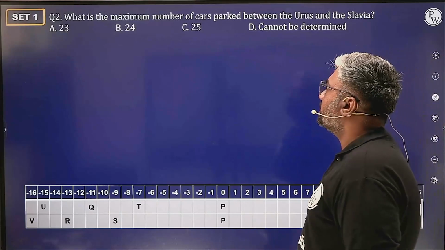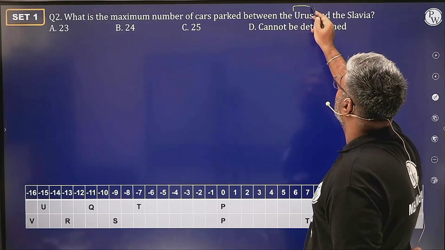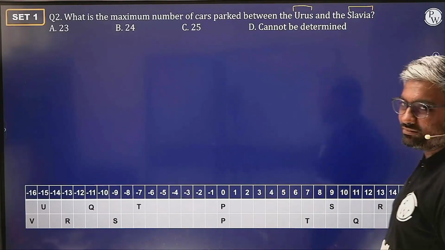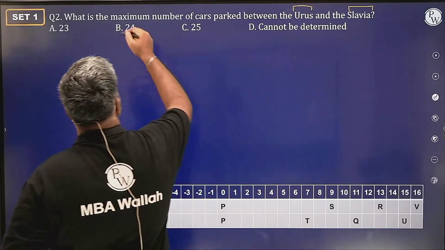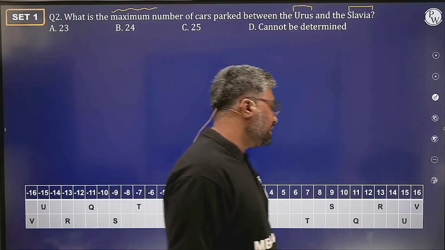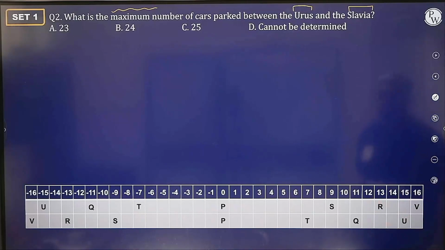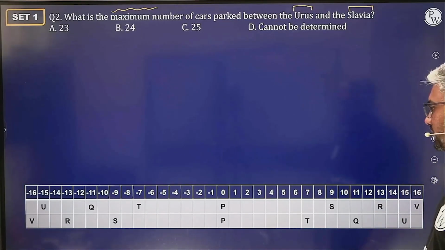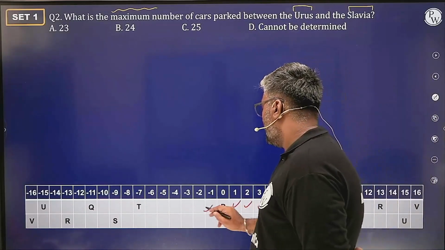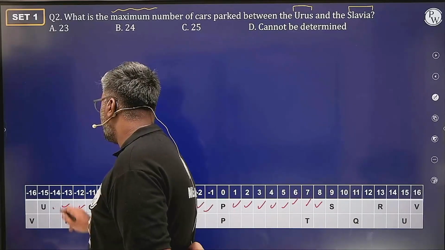What is the maximum number of cars parked between U and S? U और S के बीच के maximum number of cars. यहां पे again when they say maximum, that basically means we have to consider the fact कि इन दोनों cars के बीच के जो भी empty slots हैं वो भी filled हैं। So U and S के बीच में जो भी cars हैं, जो भी slots हैं, वो सारे occupied हैं। Only then we'll get the maximum.